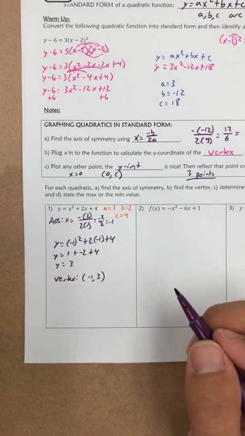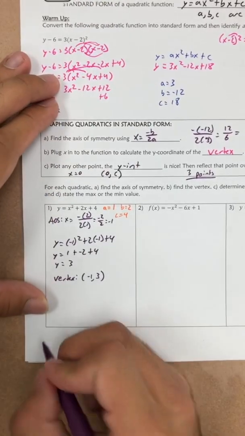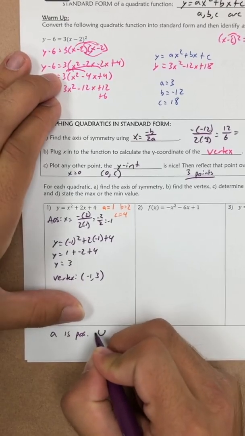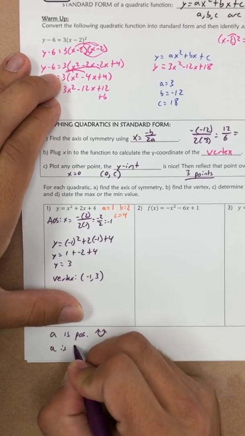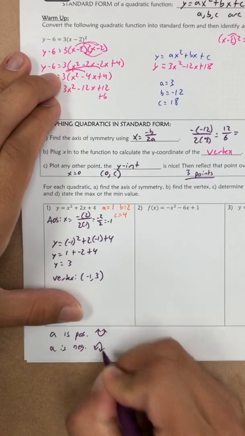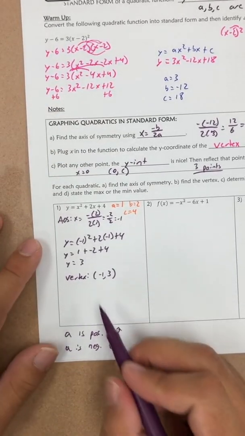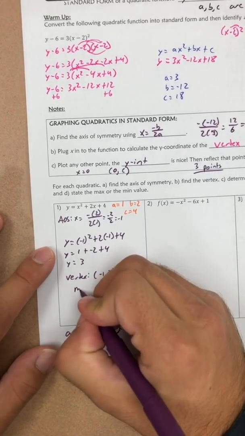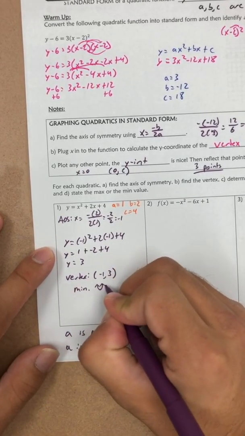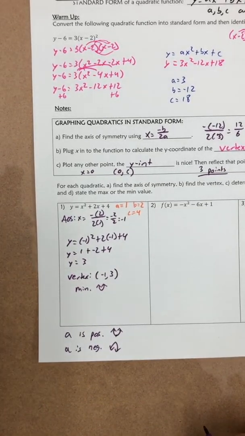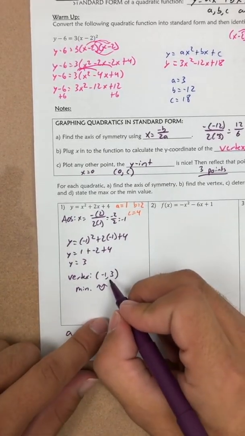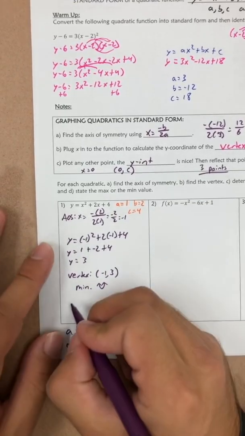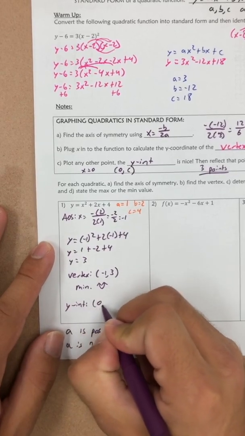My a value also tells me if I open up or down. So if a is positive, I open up. If a is negative, I'm going to open down. Okay. So if my a here is positive, so I open up, so my vertex is going to be a minimum. Okay. And the minimum value is going to be 3. Okay. I can also find my y-intercept very easily. Like I said, it's 0, comma 4.